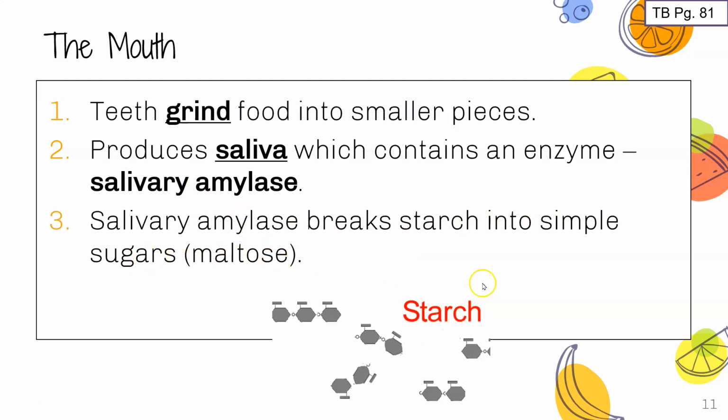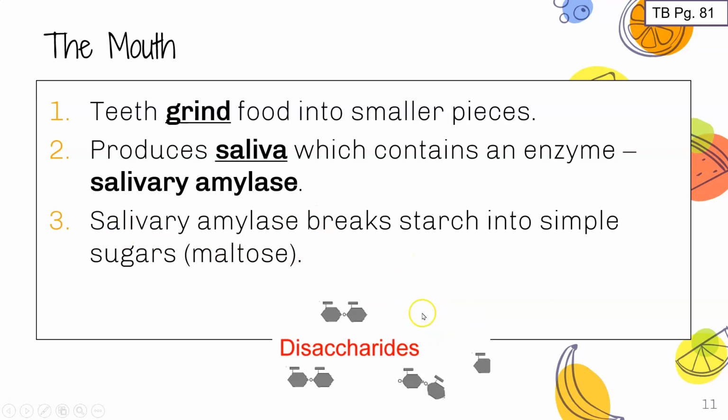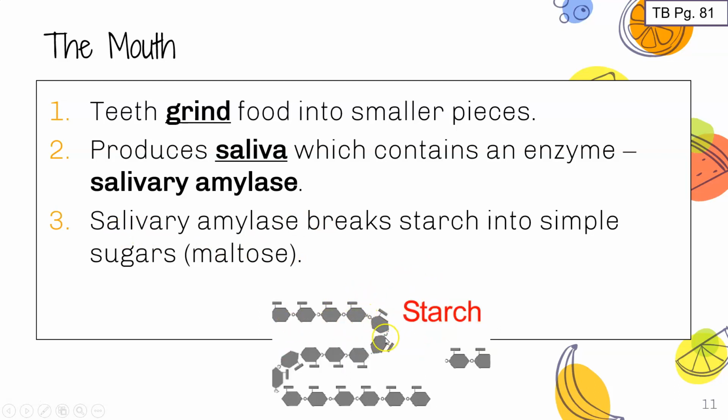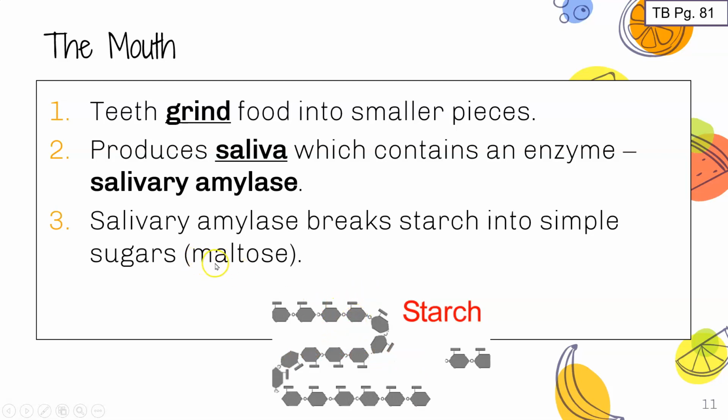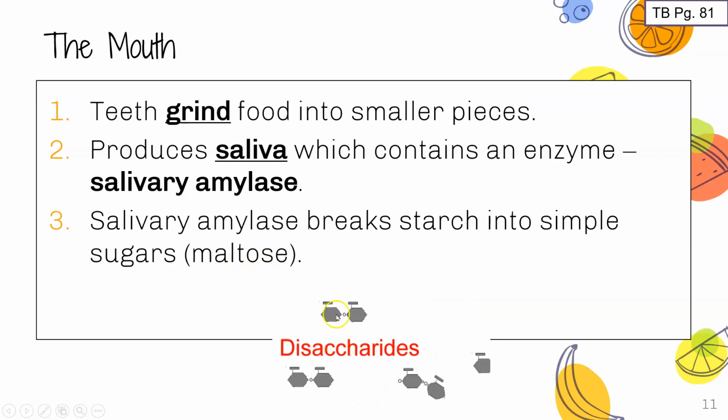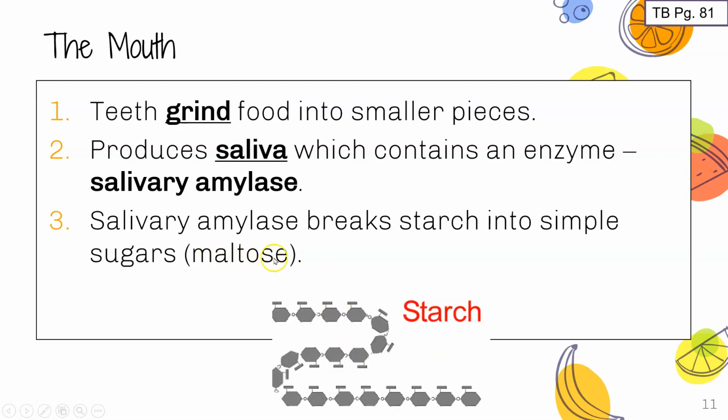Okay, let's look at this picture here. We can see that there's a starch molecule, this long chain, and it's slowly being broken into 2 at a time. When it's only 2, then it's called maltose. Okay, so look again, the starch is being cut, and when it's only 2 of them, then it's called maltose.